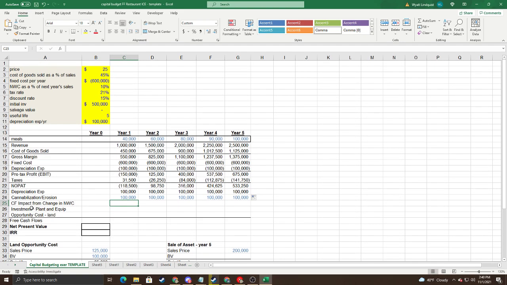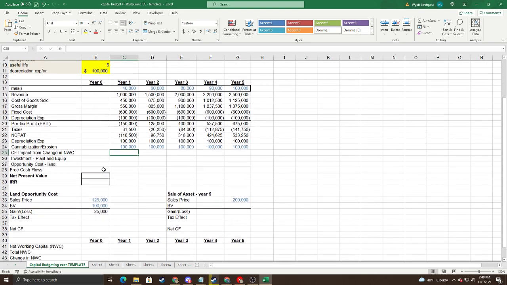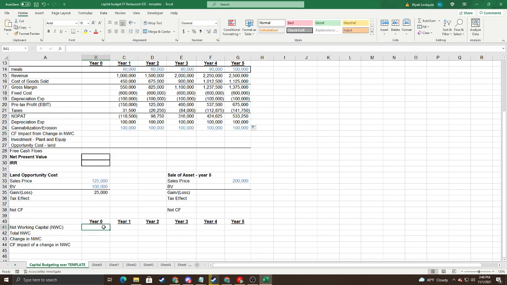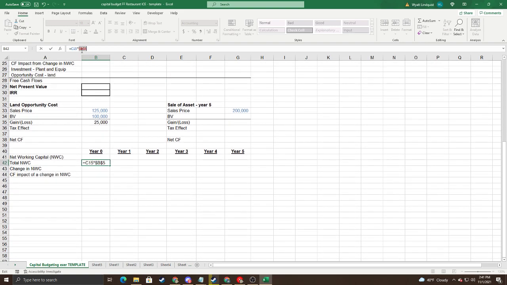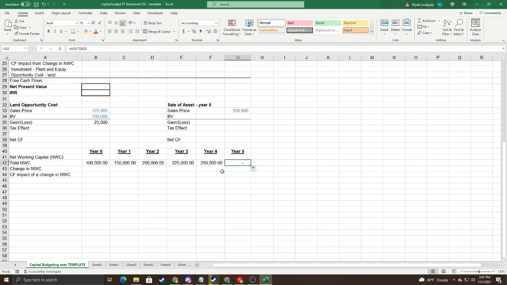And then we're going to get our cash flow impact from change in net working capital. So let's go down here. Net working capital, this is a header, so we're going to just do total net working capital. Total net working capital just equals next year's revenue times 10%, which is right there. We're going to F4 that, and then we're going to get that amount. We're just going to pull this all the way across. Now this is not necessarily true all the time, so be a little careful.